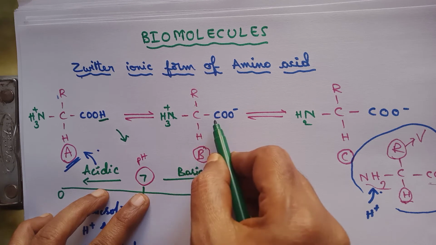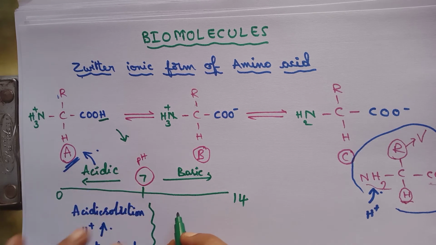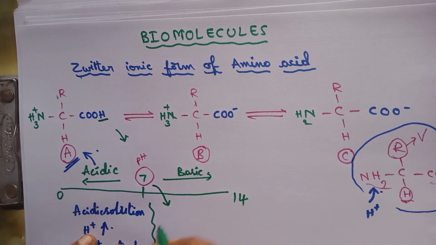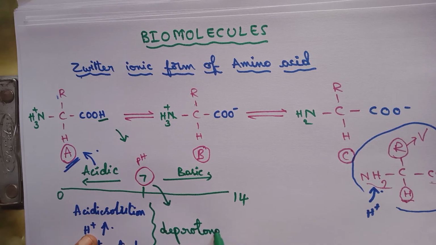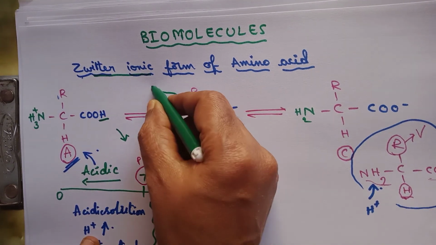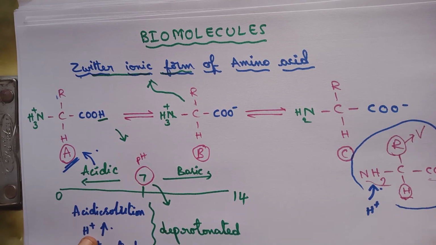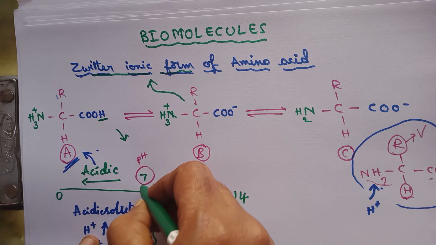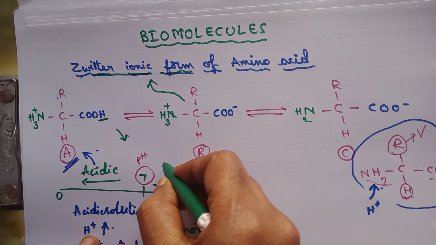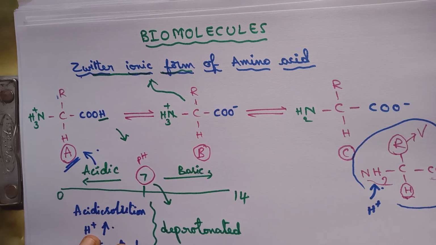Due to the release of one proton, it has become deprotonated. In this condition the amino acid has become deprotonated, due to which the zwitterionic form of an amino acid is formed. So what is the zwitterionic form? The zwitterionic form of an amino acid is nothing but the amino acid which consists of both positive and negative charges in it. When the amino acid is present in a solution with neutral pH, the zwitterionic form is formed.